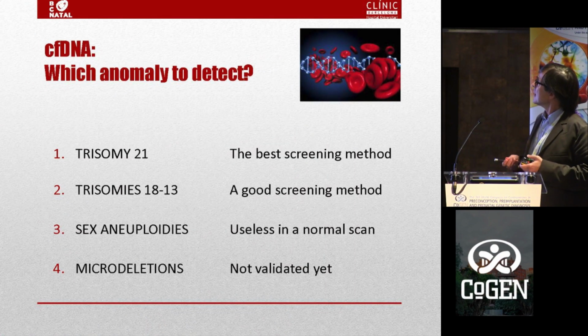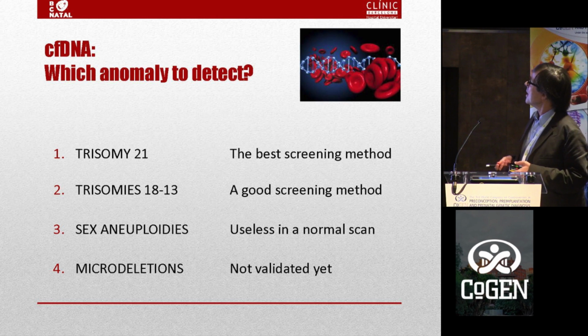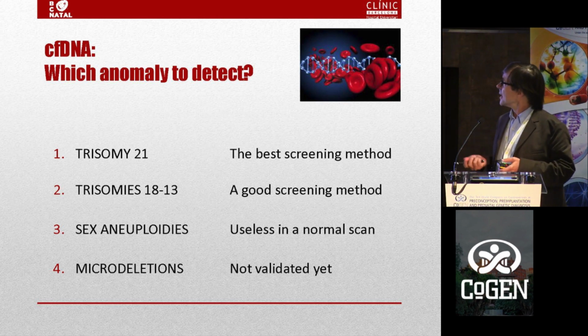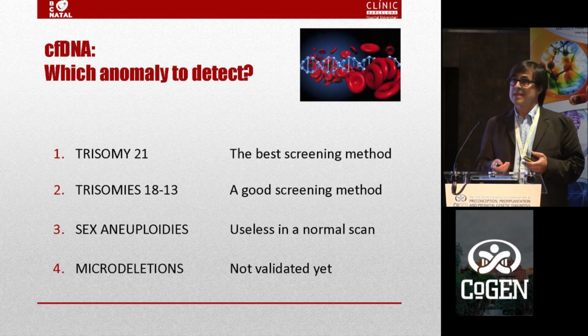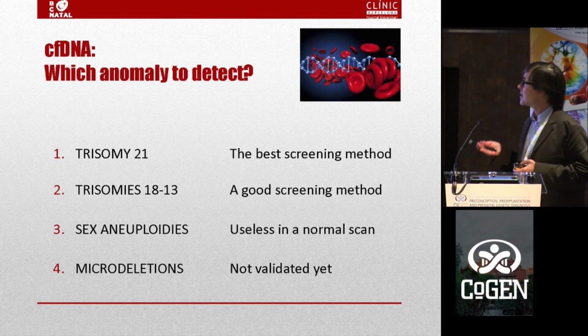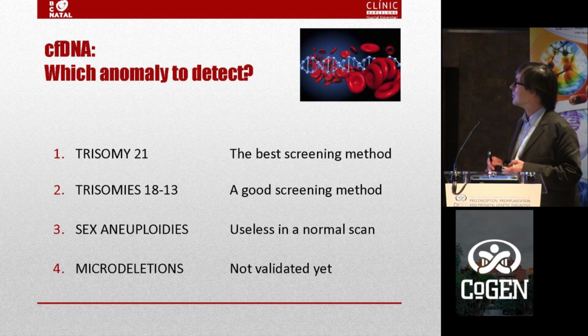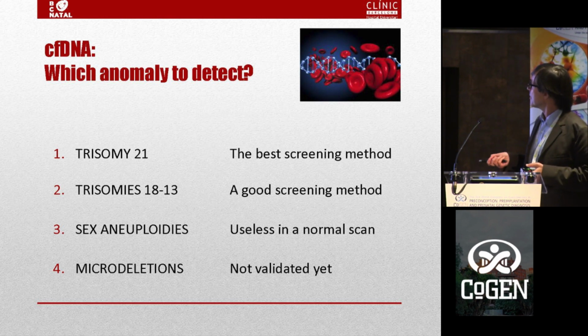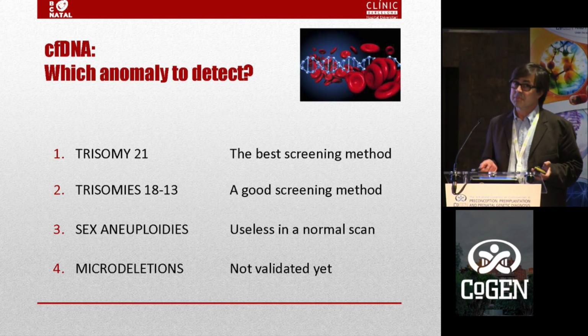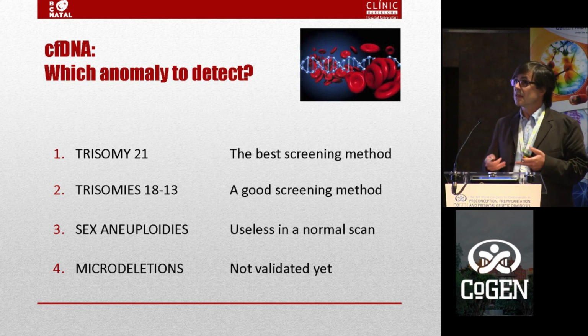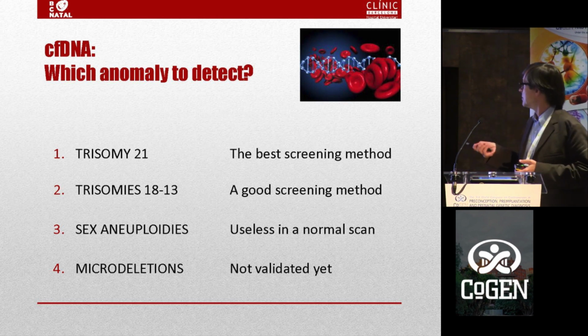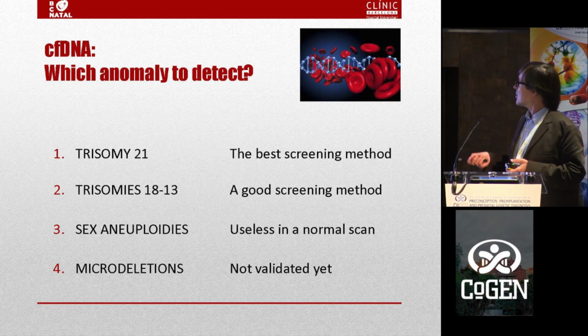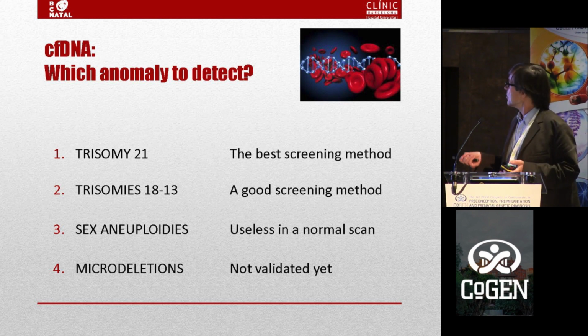So I would like to summarize cell-free DNA, which anomalies should be detected. Trisomy 21, we admit, this is the best method to screen for trisomy 21, no doubt about this. For trisomies 18 and 13 it is a good screening method. Might be similar to combined plus ultrasound, but definitely it is a good method. For sex aneuploidies, what is the point?